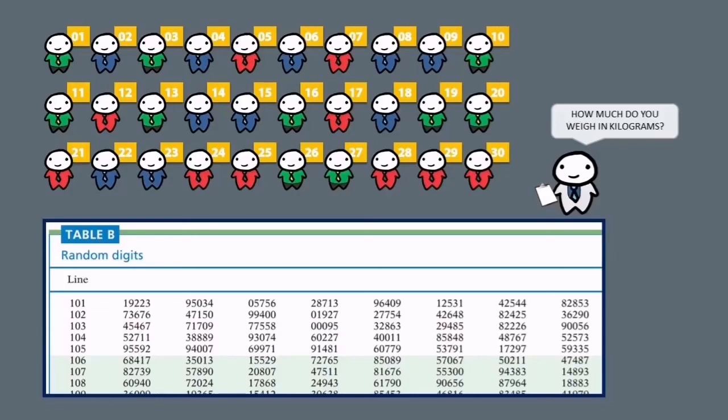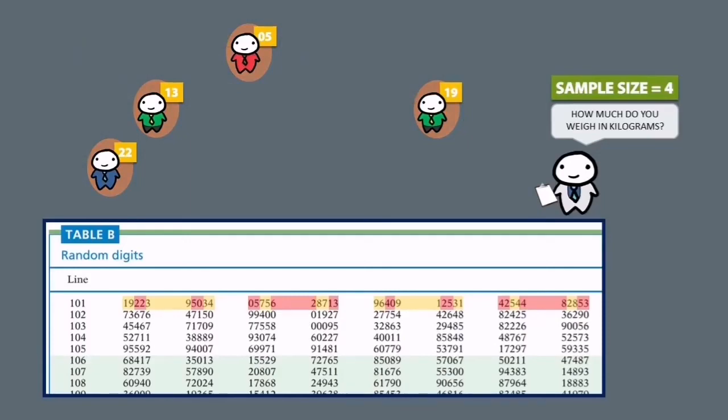Since each label has 2 digits, we will read the string of numbers 2 digits at a time. So let's say I want a sample size of 4. We will use the random digits table to randomly select 4 people. The first number on the table is 19, so person 19 will be part of the sample. The second number is 22, so person 22 will be part of the sample. The third number is 39, but our population doesn't go up to 39, so we will ignore it. We will also ignore 50 and 34, but we will keep number 5. We will also ignore 75, 62, and 87, but we will keep number 13. As a result, these are the people we would survey.